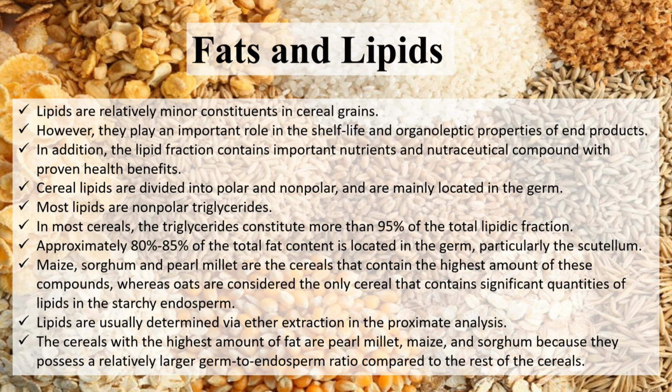Approximately 85% of the total fat content is located in the germ, particularly the scutellum. Maize, sorghum, and pearl millet are the cereals that contain the highest amount of these compounds, whereas oats are considered the only cereal that contains significant quantities of lipids in the starchy endosperm. Lipids are usually determined by ether extraction in the proximate analysis. The cereals with the highest amount of fat are pearl millet, maize, and sorghum because they possess a relatively larger germ to endosperm ratio compared to the rest of the cereals.